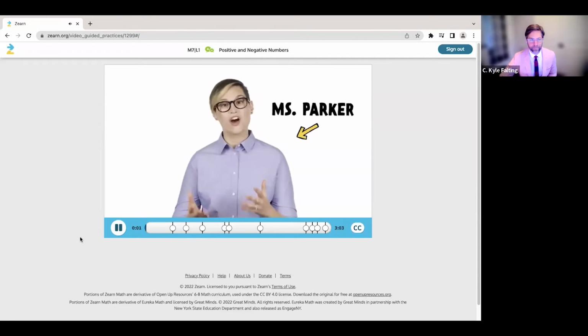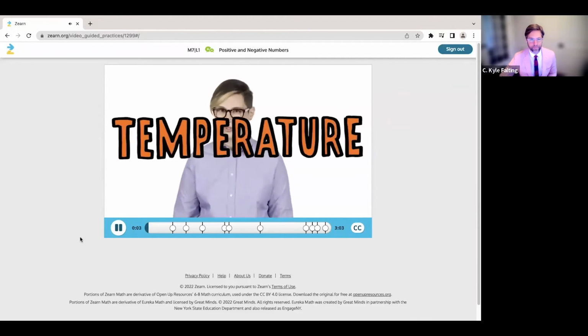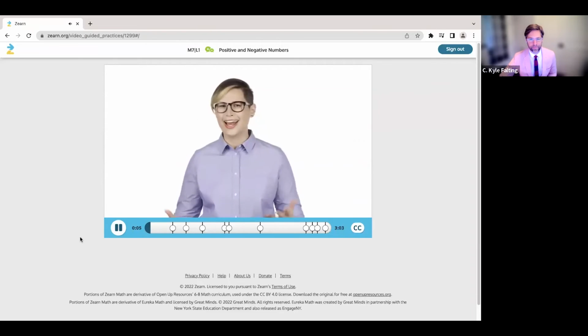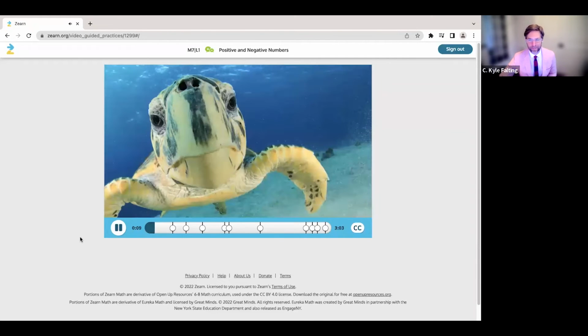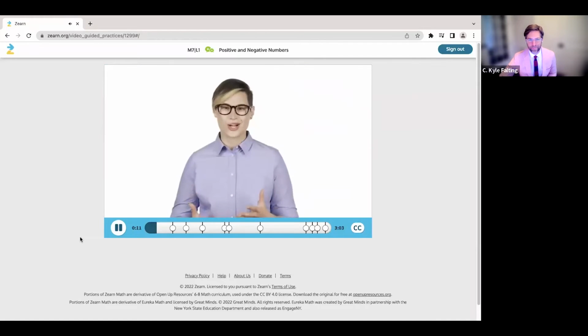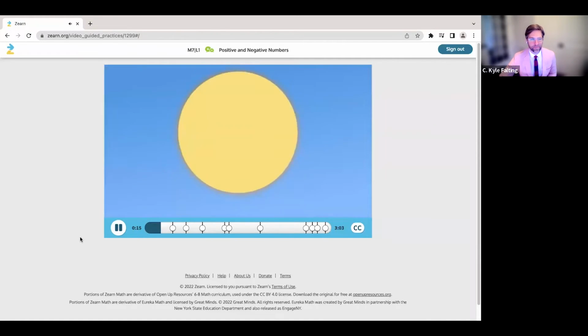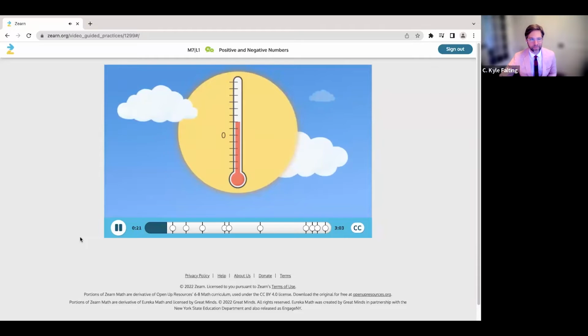Hey there. To kick off Mission 7, we're going to talk about temperature and elevation. You know, cold stuff, hot stuff, high stuff, low stuff. Hey. Let's get started with a problem about temperature. In the morning, the temperature was 2 degrees Celsius. Later in the day, the temperature increased 5 degrees. Show this change on the thermometer.